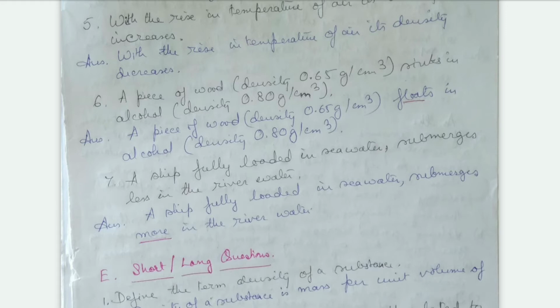A piece of wood whose density is 0.65 grams per centimeter cube sinks in alcohol whose density is 0.80 grams per centimeter cube. Correction: a piece of wood whose density is 0.6 grams per centimeter cube will float in alcohol whose density is 0.8 grams per centimeter cube, because the liquid density is more than the solid, so the solid will float. A ship fully loaded in seawater submerges less in the river water. No, it will submerge more in the river water.